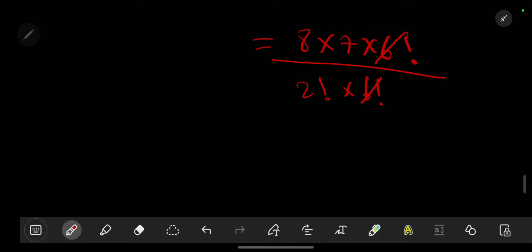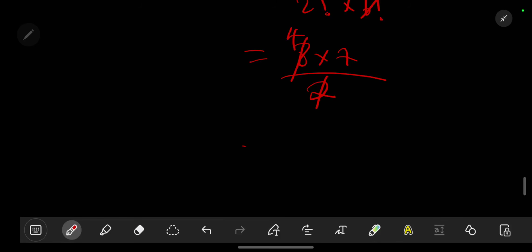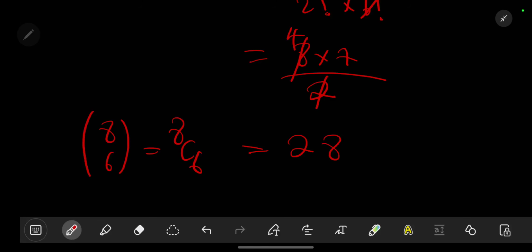This and this cancels. We are going to have 8 times our 7 over our 2. You cancel, you are going to remain with 8. 4 times 7, this will give us a 28. So this is the value of 8 combination 6, which is equal to 8 6, which is just the same. It can be written like that.